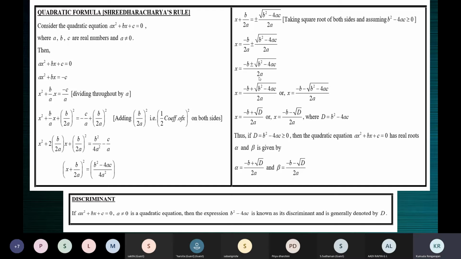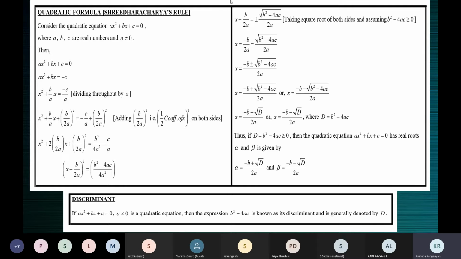In this formula, the value of b square minus 4ac is very crucial. If this is negative, then the given quadratic equation has no real roots. Its roots are imaginary. b can be negative, a can be negative, c can be negative, but the value of b square minus 4ac, that entire thing, should not be negative. If it is negative, it means the given quadratic equation has no real roots. Its roots are imaginary.